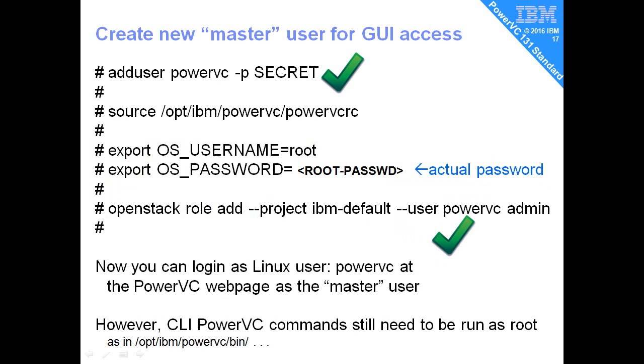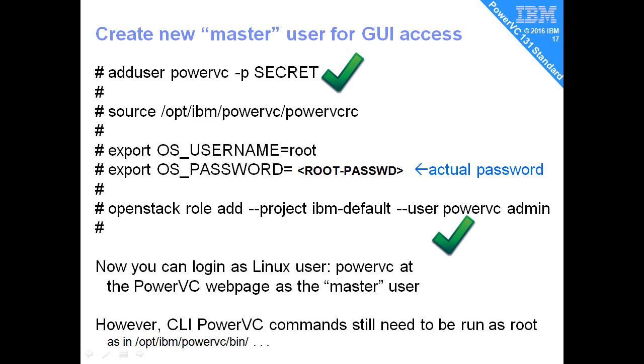So we've already run the first command, then we're going to run source and this file name in here. Now don't worry about the contents of that, we'll look at that on the next slide. Then we're going to set this OS username and OS password to root and the root password, the actual one, not the name that I've written on here. Then we can run this OpenStack command again, and it returns in about a second or two. And so we've now given admin privileges for the IBM default to the PowerVC user.